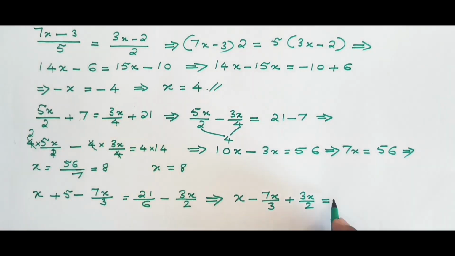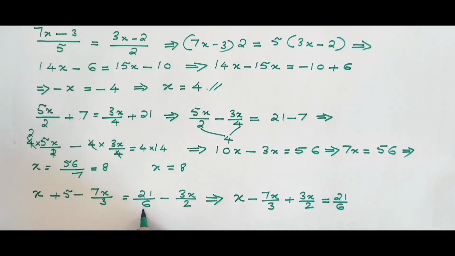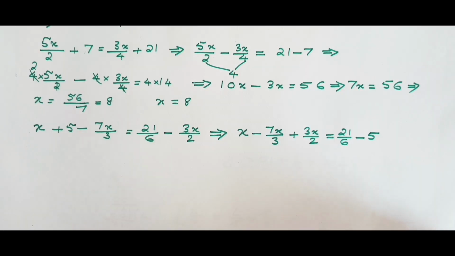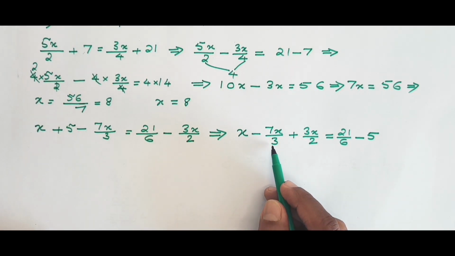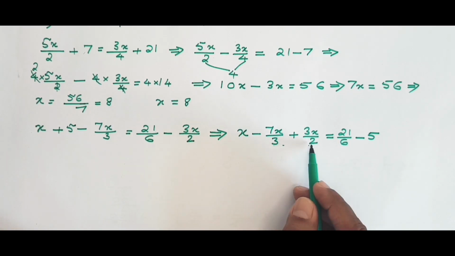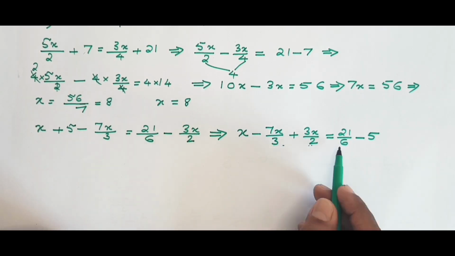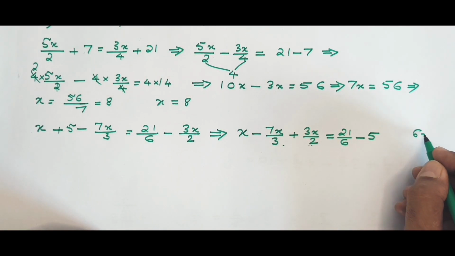Now you can see 21 over 6 on the right side. You write that first. After that, there is a plus 5 on the left. Send that to the right side. Plus becomes minus 5. So what is the next step? Like we did before, look at the denominators of the fractions: 3, 2, 6. Obviously, 6 is the LCM.